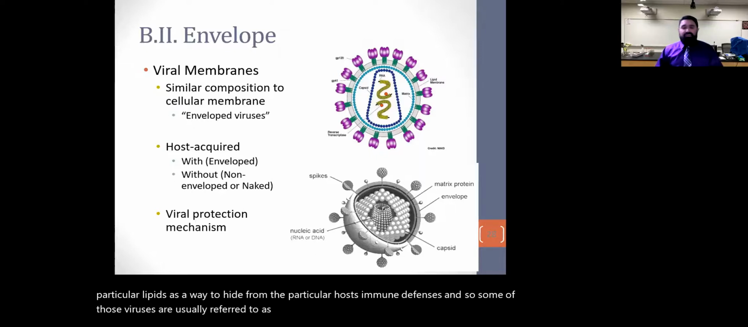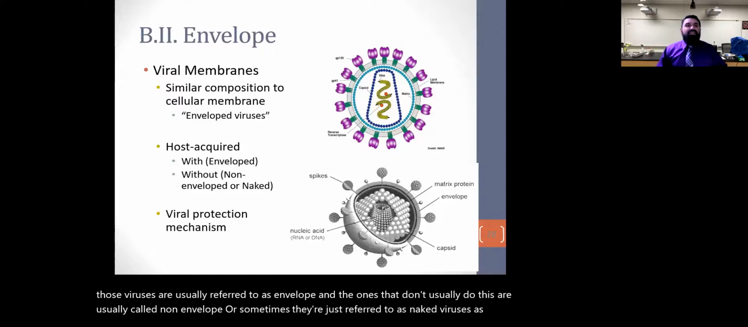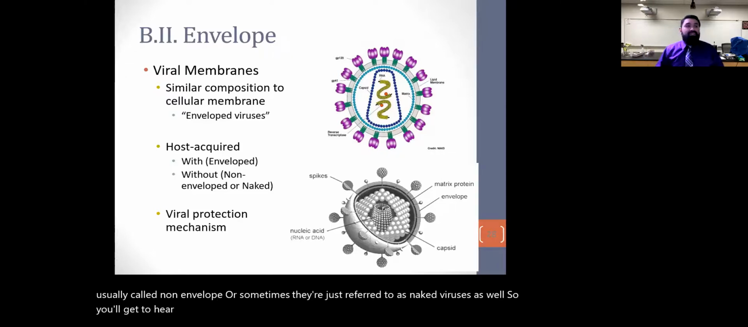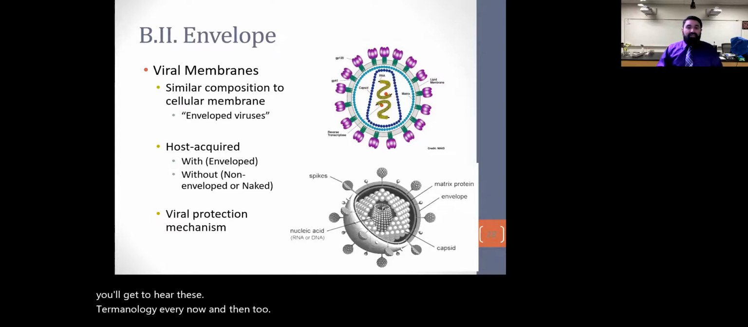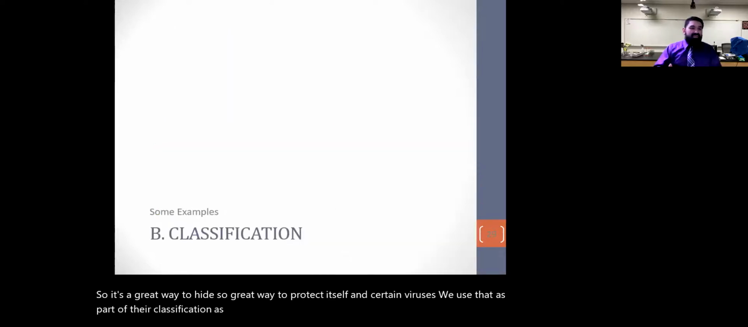And the ones that don't usually do this are usually called non-enveloped, or sometimes are just referred to as naked viruses as well. So you'll get to hear this terminology every now and then too. So it's a great way to hide, it's a great way to protect itself. And certain viruses, we use that as part of their classification as well. So when we're describing some of these, we'll separate them into enveloped and non-enveloped viruses as well.